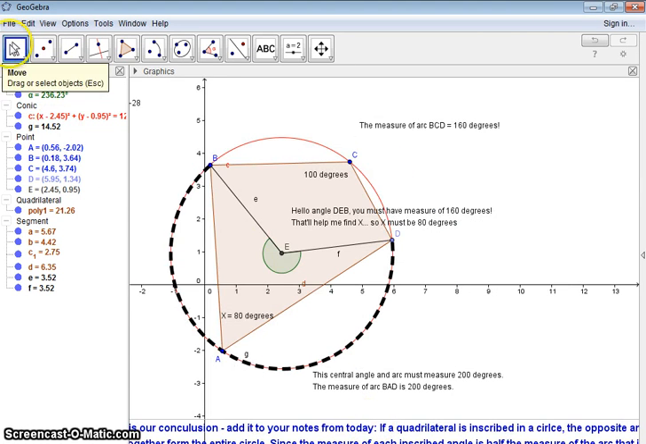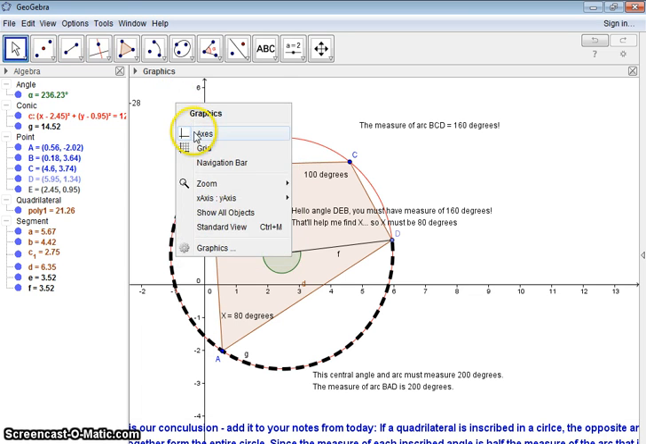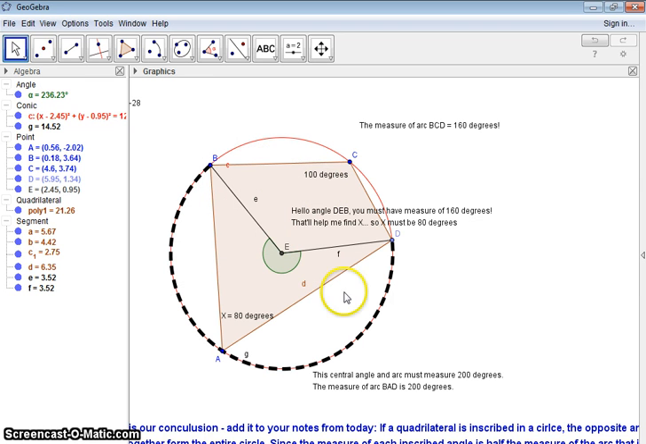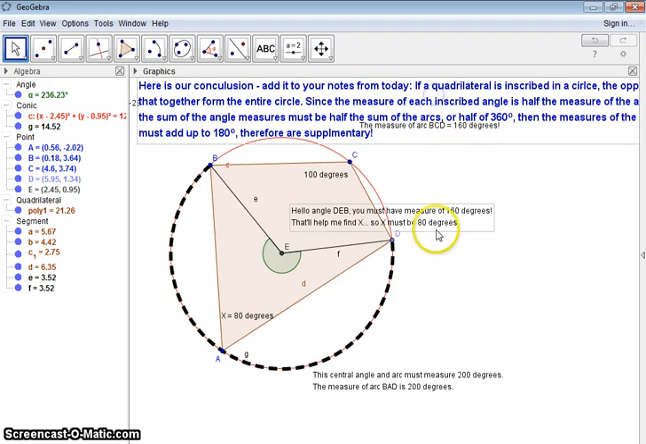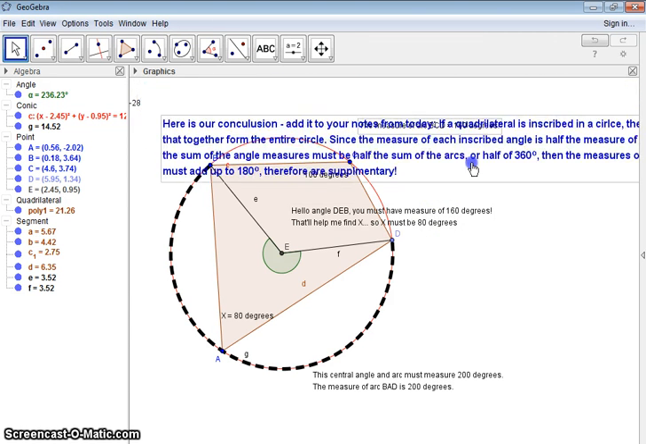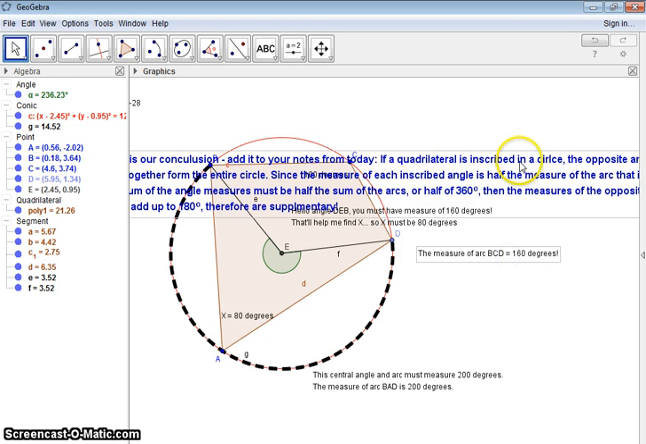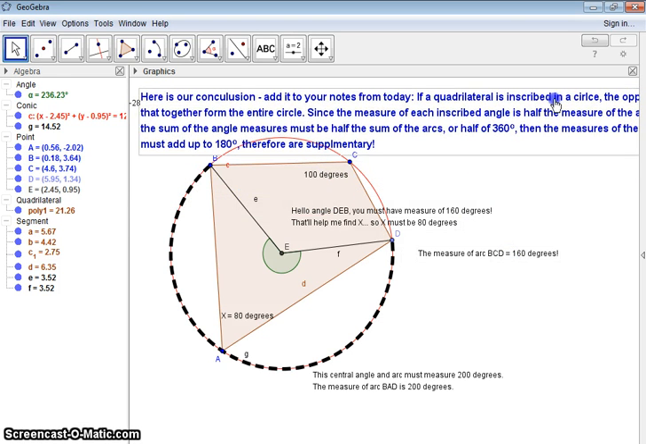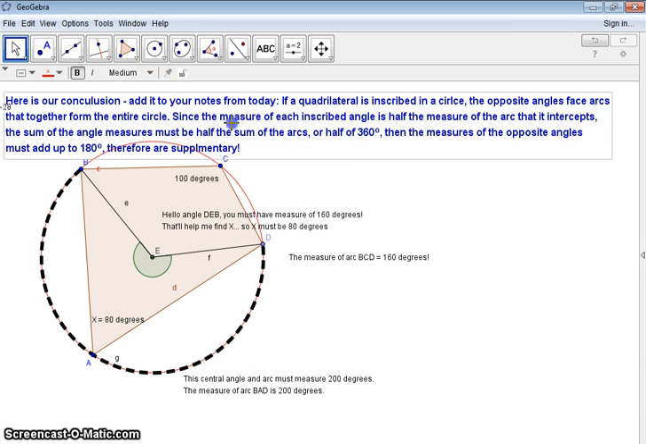So here's our conclusion. Let's clean this file up. Let's turn off the axes. Let's move some stuff around. I'd like you to add this to your notes.